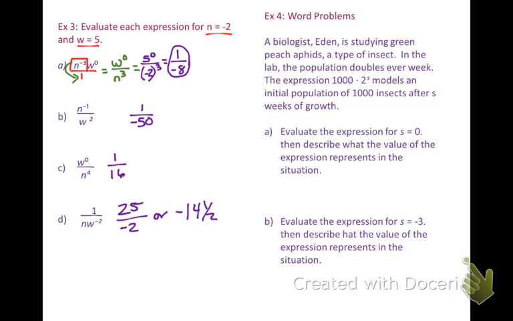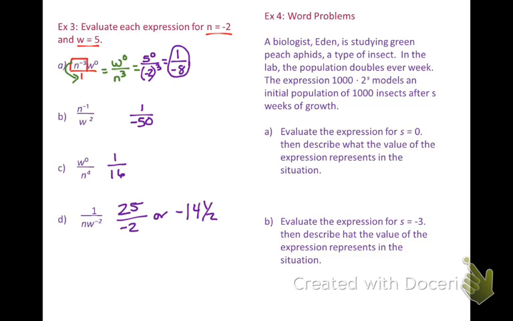All right, so now we're going to go to example 4. They can't kind of give you a formula for this. You might need to use the same formula for your homework. So let's see what it says. A biologist, Eden, is studying green peach aphids. That is a type of insect. In the lab, the population doubles every week. The expression 1,000 times 2 to the s power models an initial population of 1,000 insects after s weeks of growth. So, we're going to have two answers here.